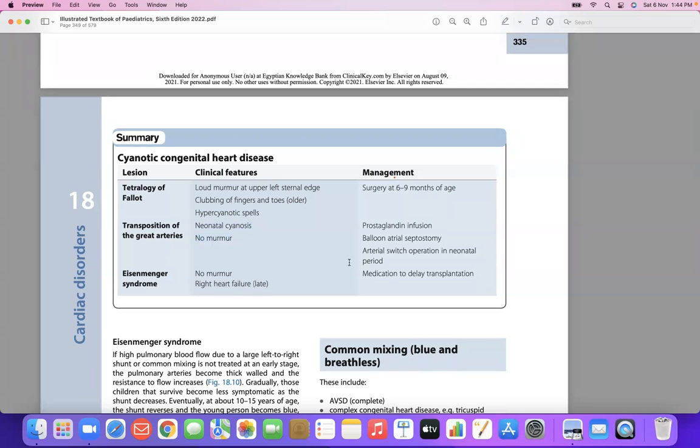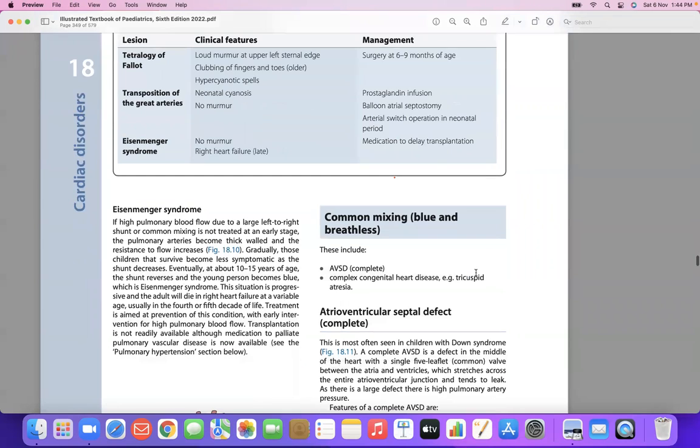Just remember, no murmur. Even if the ASD is present, it is insignificant. Here prostaglandin infusion, balloon atrial septostomy, arterial switch operation, very important. Eisenmenger, no murmur. The heart failure in Eisenmenger will be right heart, okay, and cyanosed and clubbing. Medication plays a very important role and the ultimate treatment is heart-lung transplantation.